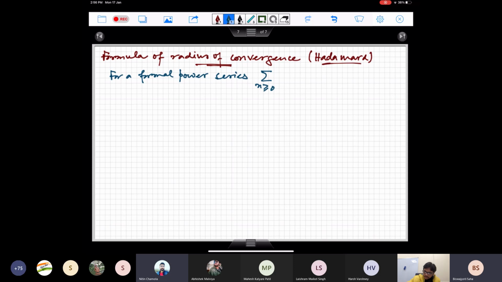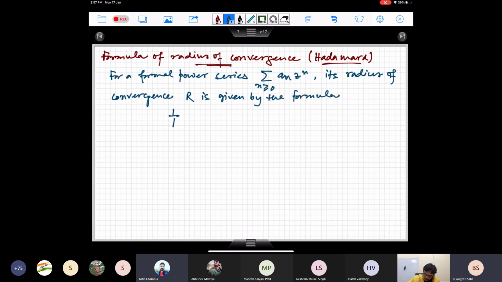summation n greater than or equal to 0, a n z power n, its radius of convergence R is given by the formula. So what is the formula? 1 upon R is equal to limsup as n tends to infinity of mod of a n to the power 1 over n.